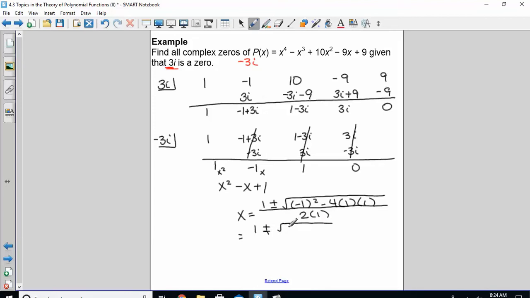So negative 1 squared is 1 minus 4. How would I break down the square root of negative 3?